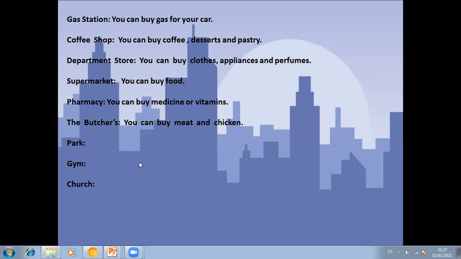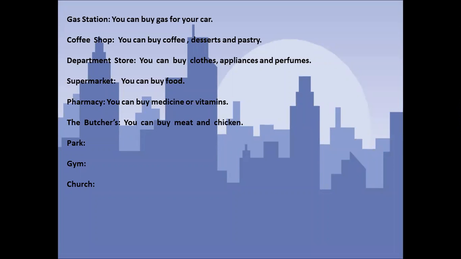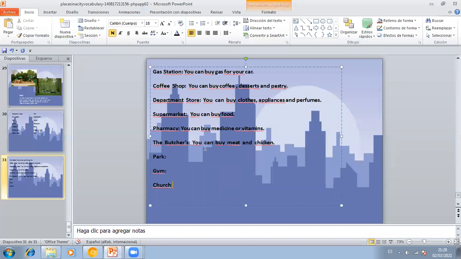In the church, everybody, what can you do? Remember, in the gym, do exercise. This is the thing you can do in the gym. Okay, Tamara says you can have peace. Okay, yeah, it's possible. Now let's write the definitions, everyone. Let's write the possible definitions.